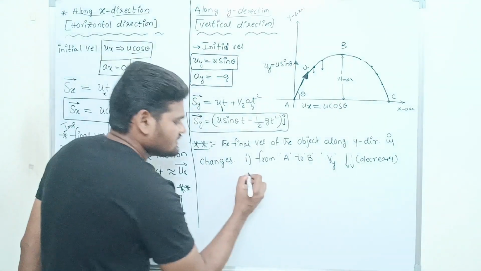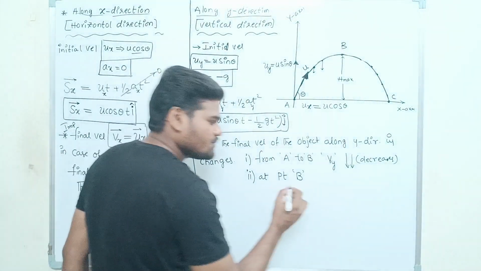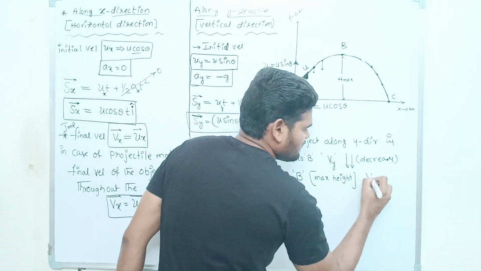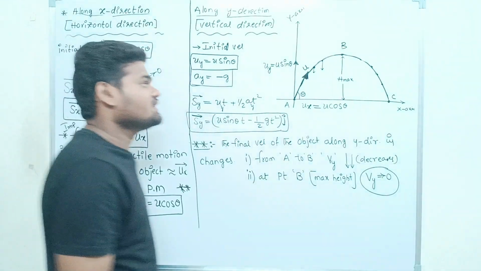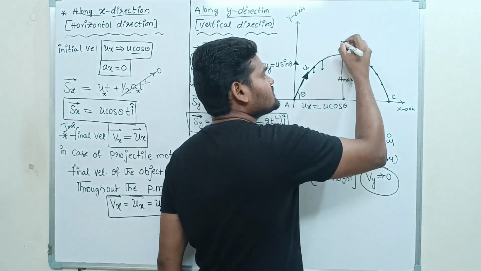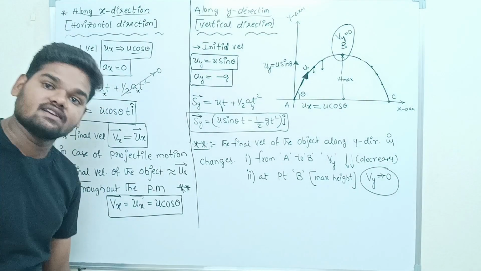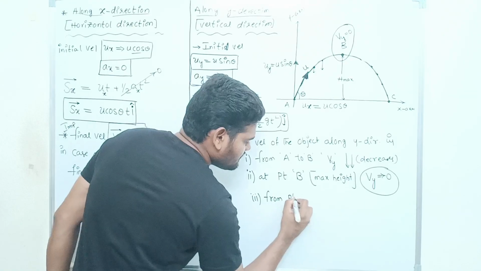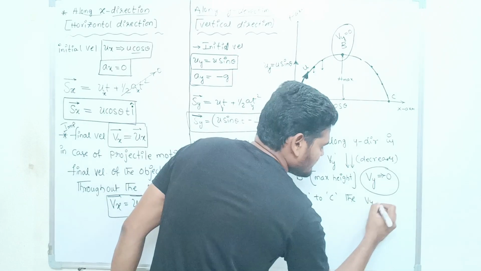Okay, right sir. Second point, at point B, that means at maximum height, the final velocity along vertical direction is 0. Vy is equal to 0. Always you should remember, at the maximum point of projectile motion, the final velocity of the object is 0. The final velocity of the object is how much? 0.